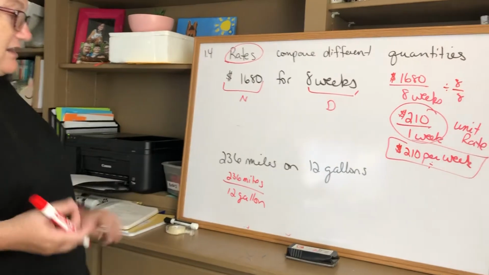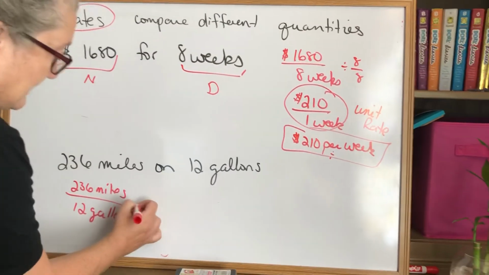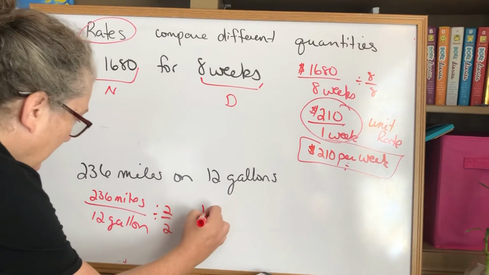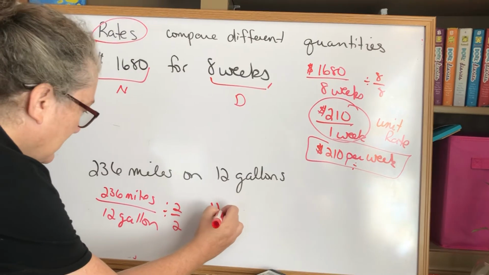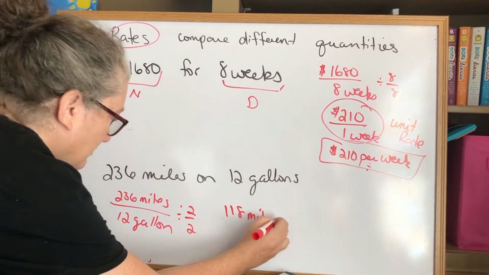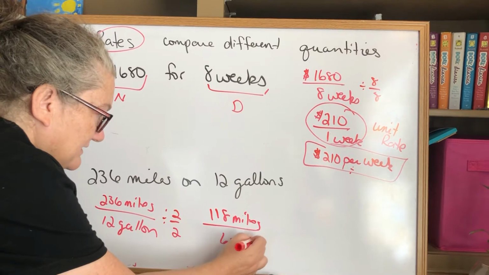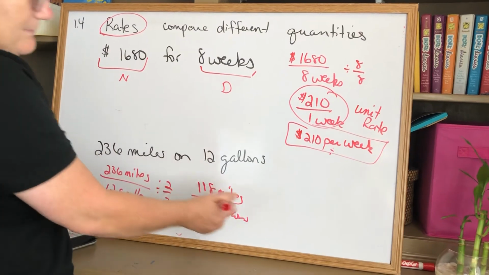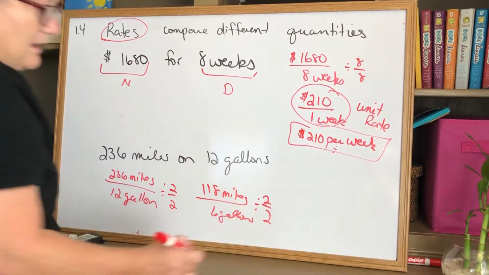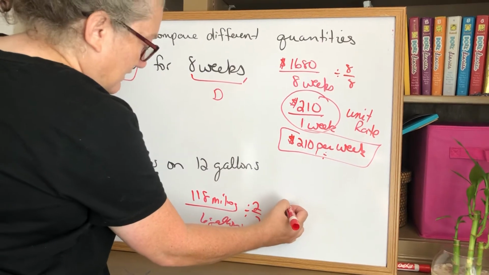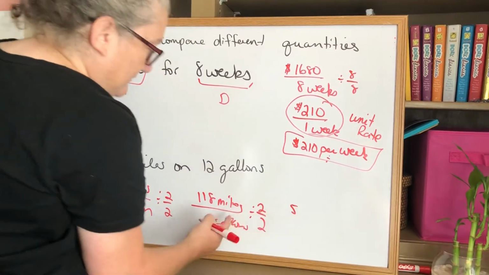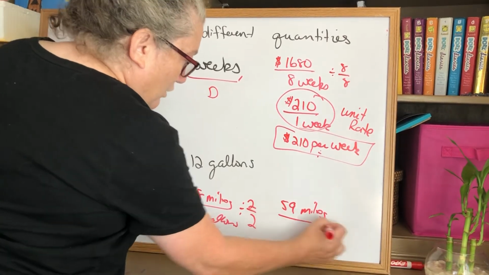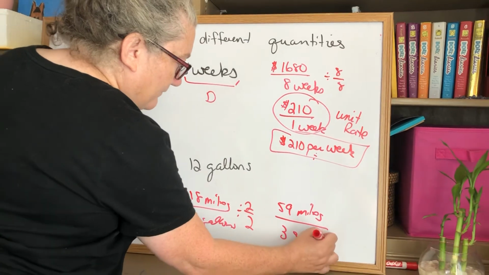So I want to simplify here, and I know that this is an even number, that's an even number, so I can divide by 2 over 2, and that's going to get me 118 miles in 6 gallons. And I know that they both can be divided by 2 again. 2 goes into 118, 59 times, and 2 goes into 6, 3 times. 59 miles over 3 gallons.